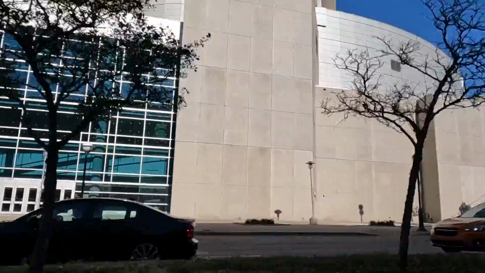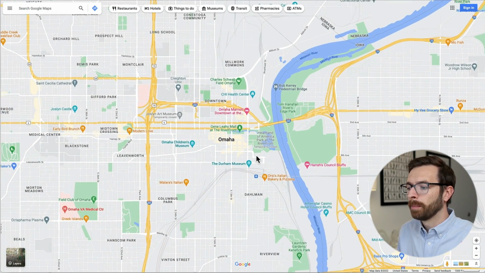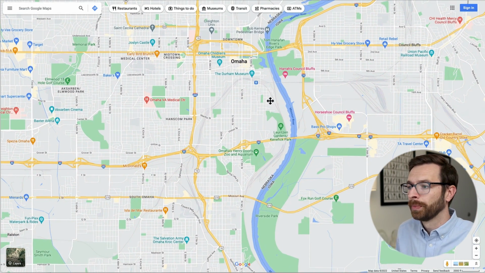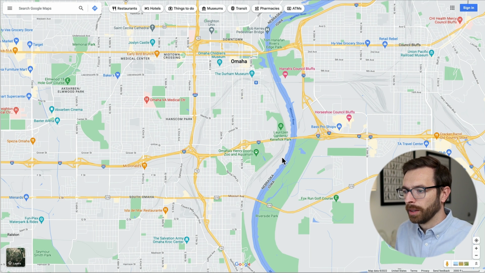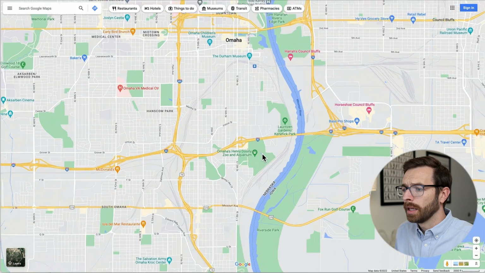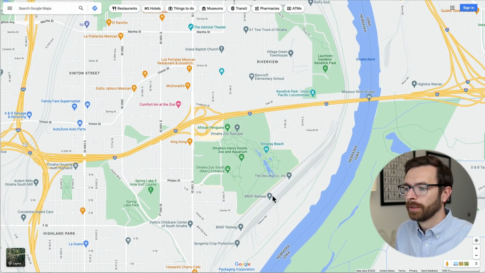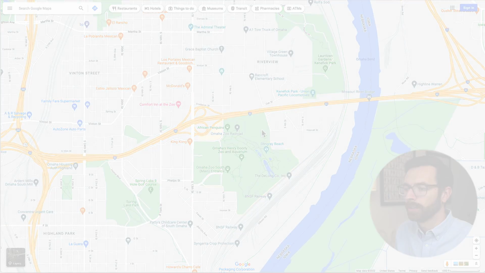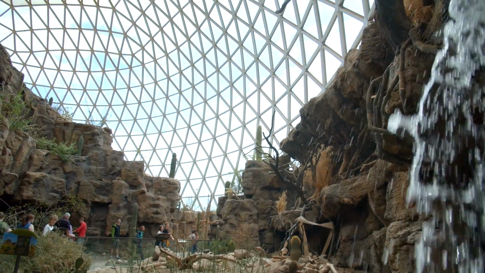And then if we zoom out a little bit and go to the south, another major attraction in the Omaha area is the Omaha Henry Doorly Zoo. And that's going to be south of downtown, close to the Missouri River. It's going to be right here. And so it's right off of I-80 and 13th Street here. So that's where the Omaha Henry Doorly Zoo is. So if you're visiting Omaha, it's pretty easy to get to from downtown and from the airport.